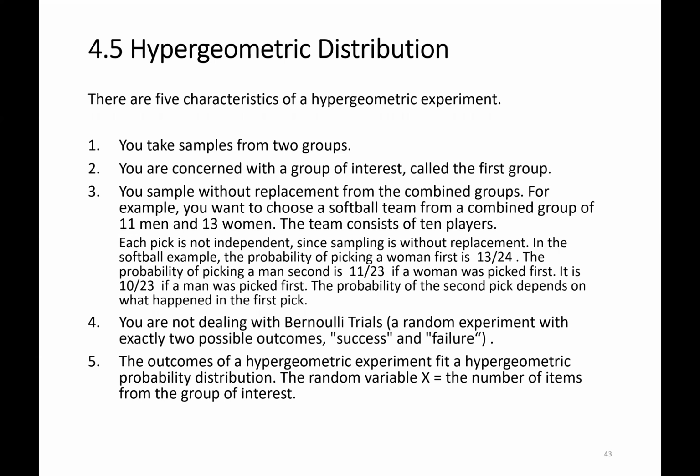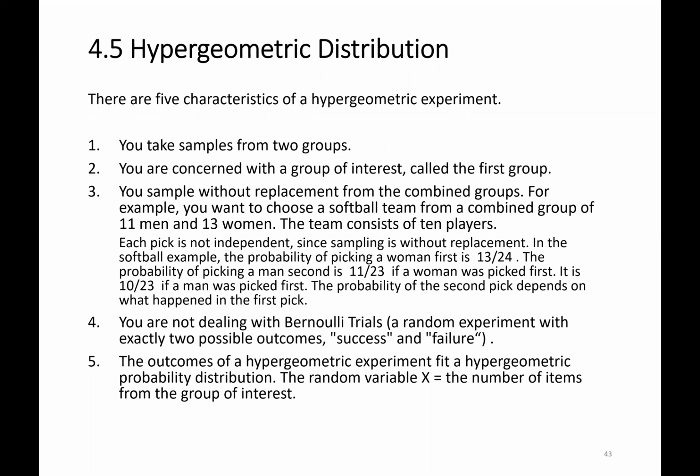First of all, you're going to take samples from 2 groups. Second, you are concerned with a group of interest called the first group. Third, you sample without replacement from the combined groups. For example, you want to choose a softball team from a combined group of 11 men and 13 women, so there are 24 people total. A team consists of 10 players.